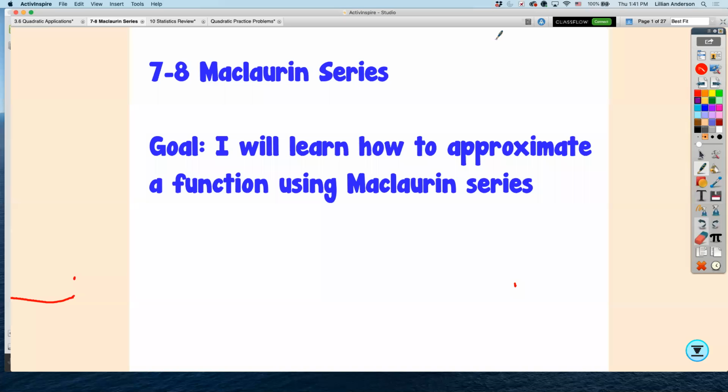Here we go. The Maclaurin series. Okay. This is where, like I said in our last lesson, we are getting now to the applications that involve both derivatives and integration. And Maclaurin series is another one of those. So we're going to learn how to approximate a function using the Maclaurin series.